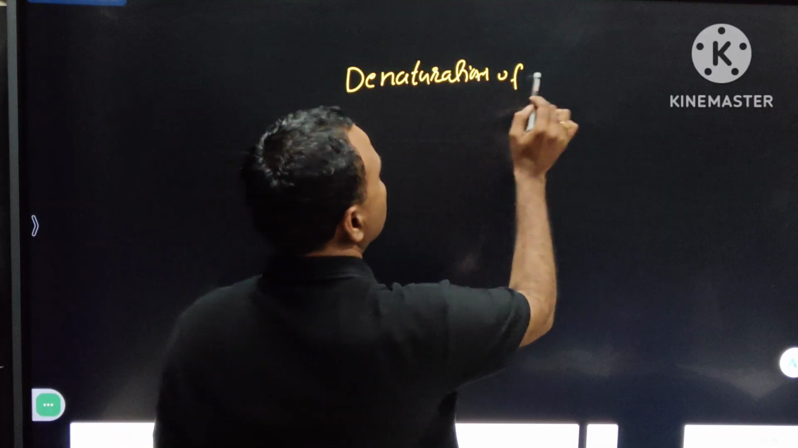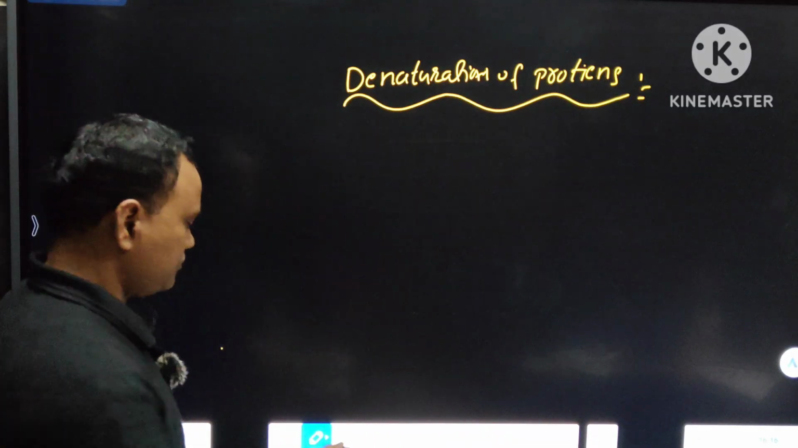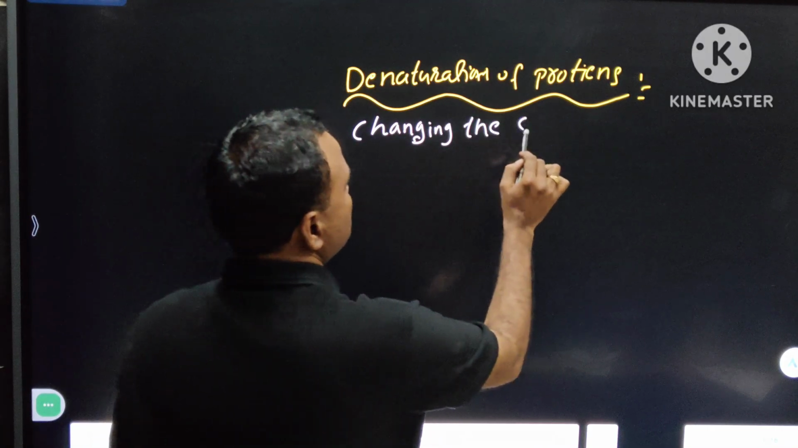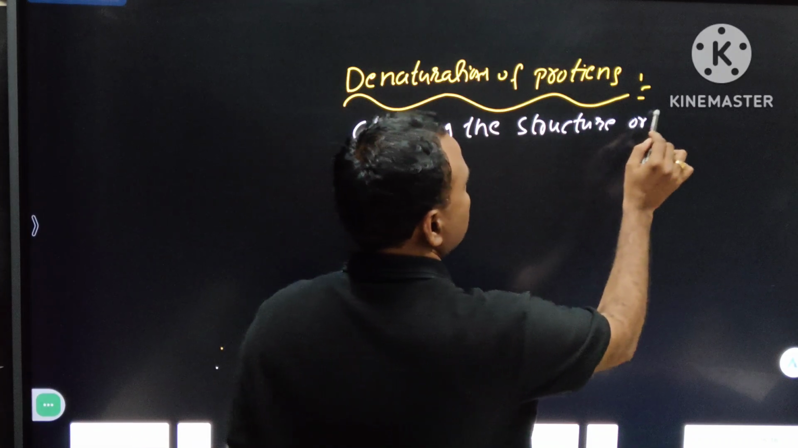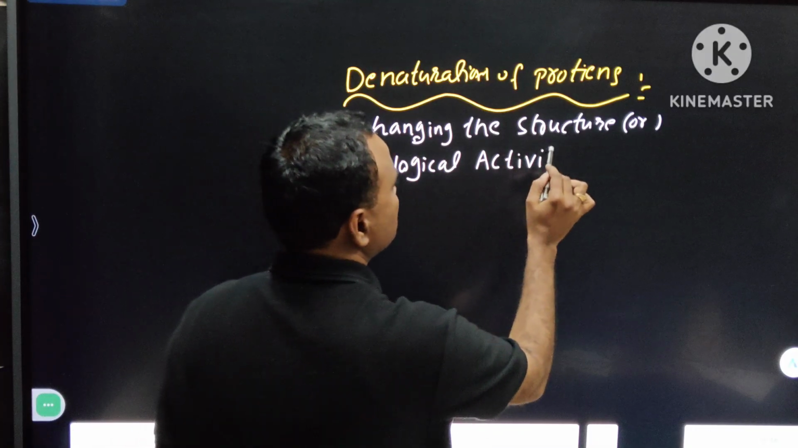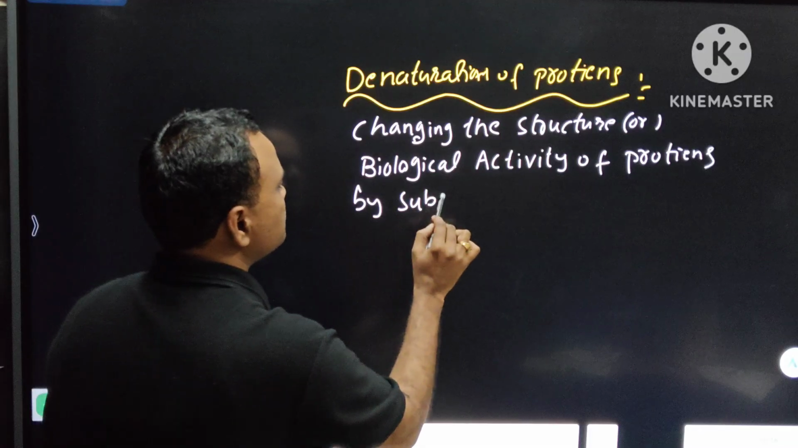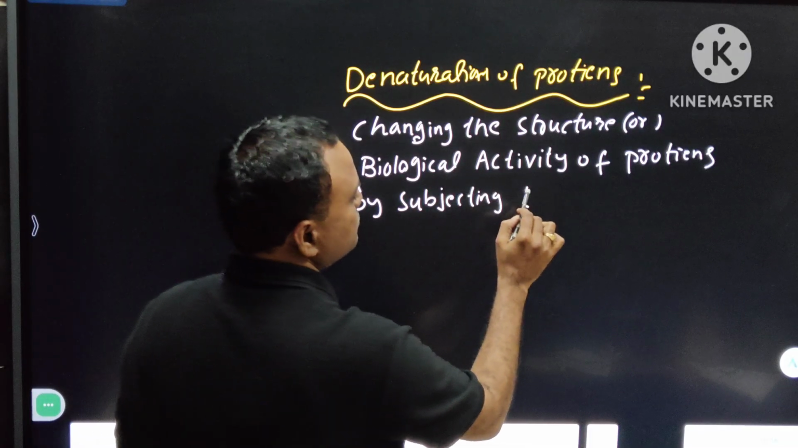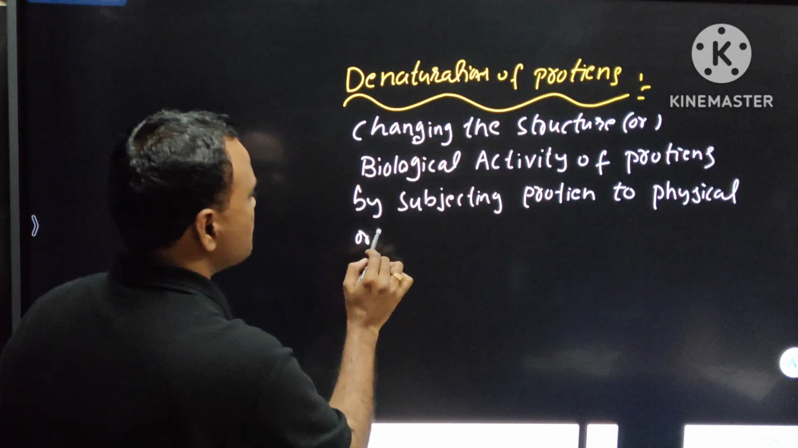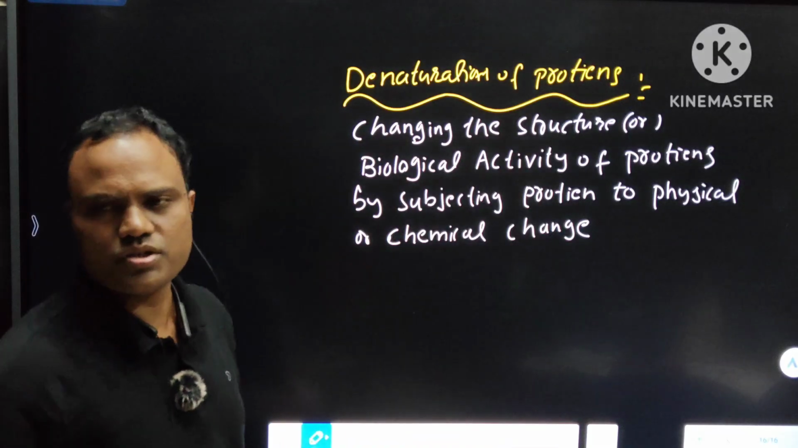Denaturation of proteins: changing the structure or biological activity of proteins by subjecting the protein to physical or chemical change is called denaturation of protein.